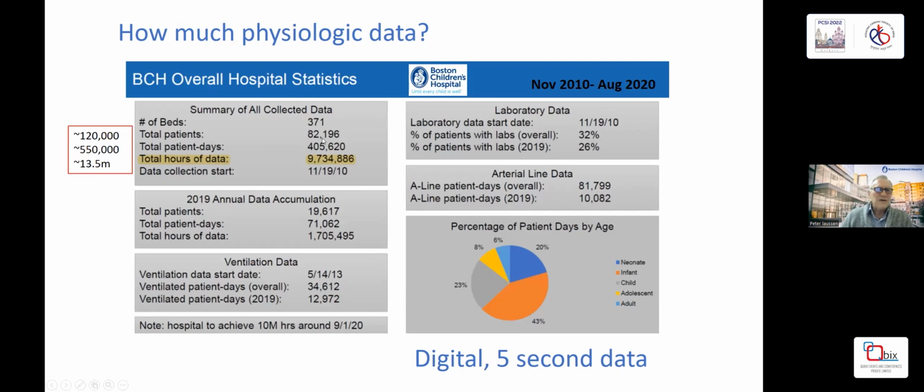I can say right now that it's about 120,000 patients, about 550,000 patient days, and nearly 13.5 million hours of data that's accessible for use, to model, and to use alongside the data that is collected within the electronic health record. It's the prognostic with the predictive data that enables us to really move our decision-making forward.